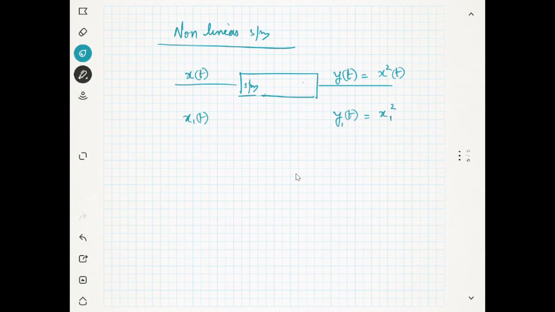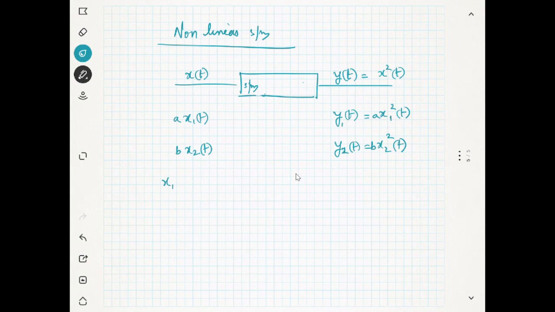Yes. Now you give x2 of t. What will be the output? y2, x2 square of t. Yes, x2 square of t. Now you combine the inputs, additivity. You multiply with a, no problem, you will get a here. You multiply with b, you will get b here.